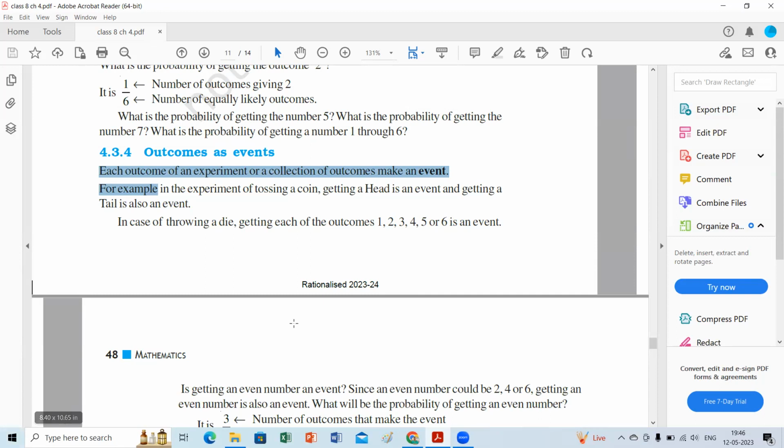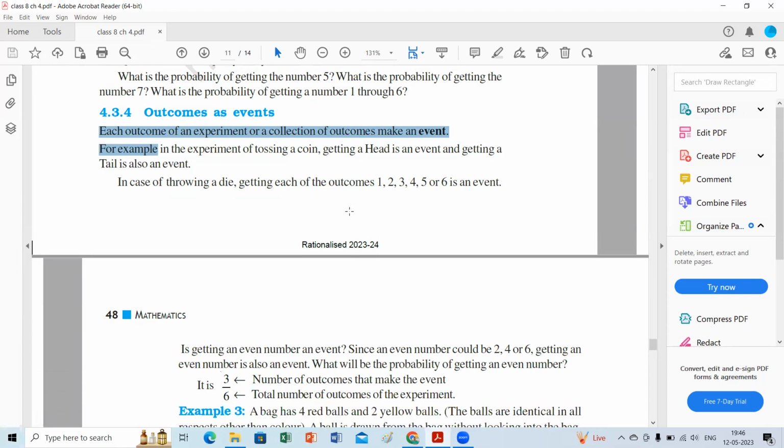See, children, these are multiple questions on dice. What are even numbers here? 2, 4, 6. How many events? How many possible outcomes? The probability of getting an even number is 3 by 6, or 1 by 2. Three possibilities out of total 6.